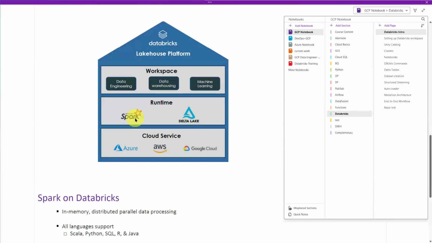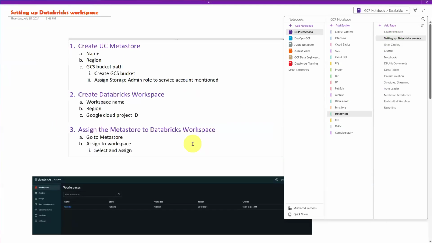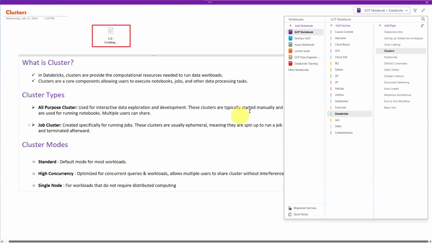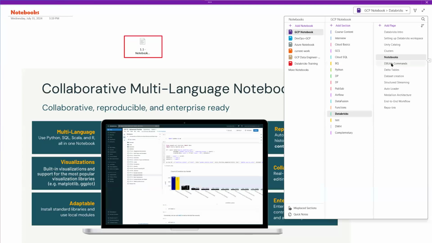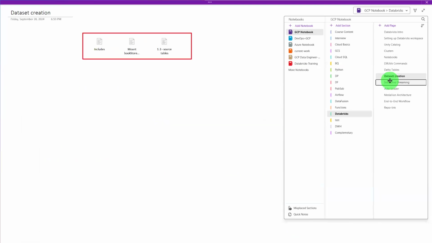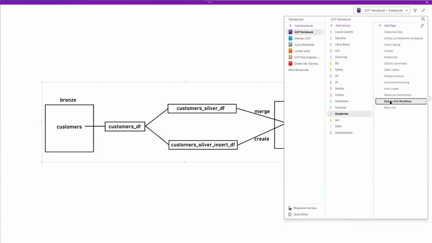And architecture. Setting up a Databricks workspace on the Google Cloud platform. What is Unity Catalog? What are clusters? Notebooks, DB utility commands, delta tables, datasets, structured streaming, autoloader, Medallion architecture, end-to-end workflow.